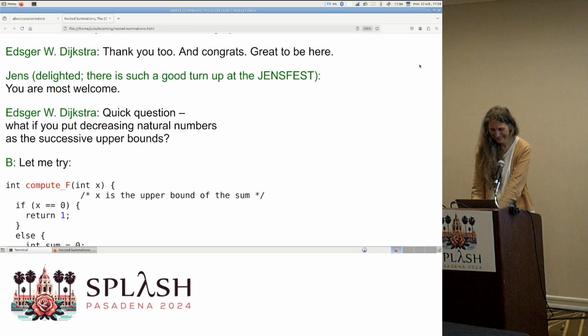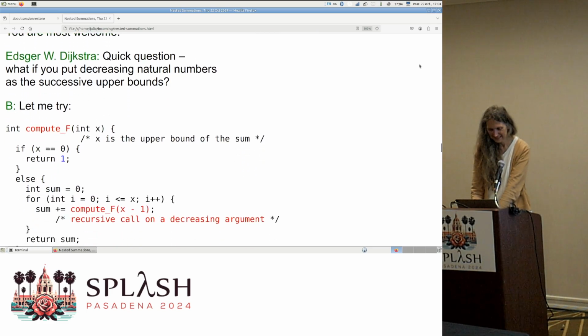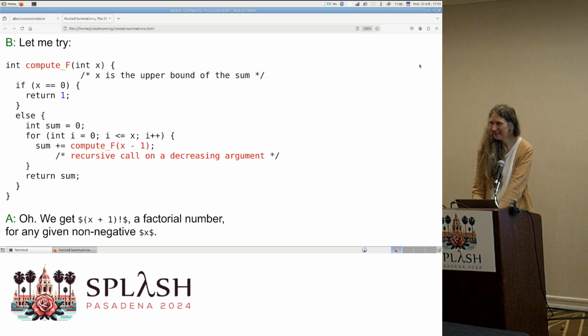Quick question. What if you put decreasing natural numbers as the successive upper bounds? Let me try. Int compute f, int x. X is the upper bound for sum. If x equals 0, return 1. Else sum equals 1, for int i equals 0, i less than x, i plus plus, sum plus equals compute f of x minus 1. Recursive call on a decreasing argument. Return sum.